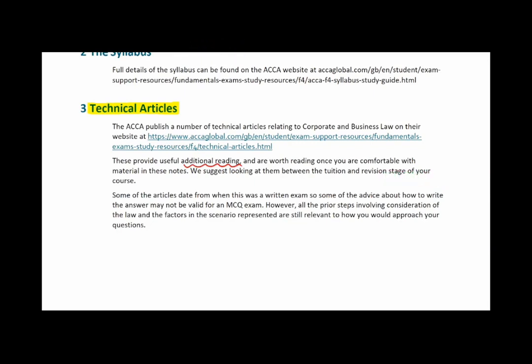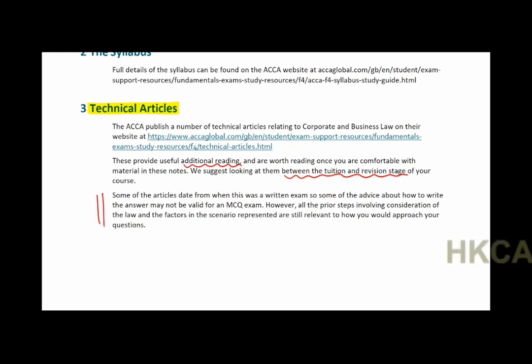What I would suggest is that you wait to read them until you have done the tuition phase of the course. So once you've seen all the material, to help consolidate your learning, I would then go and look at the relevant technical articles. Please note, though, that some of these articles are fairly old. They were written quite a while ago.